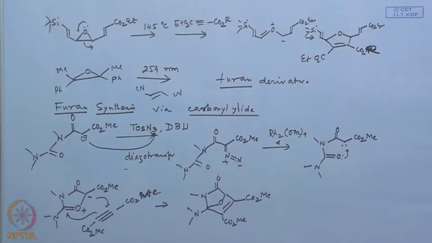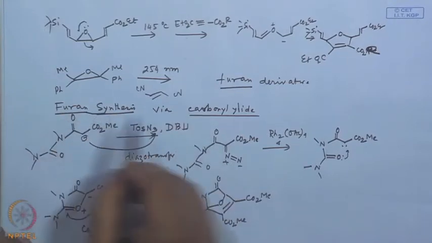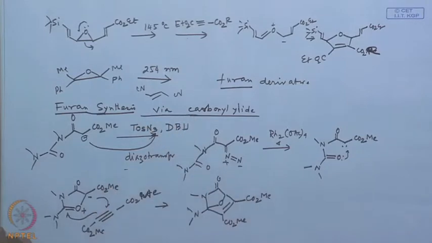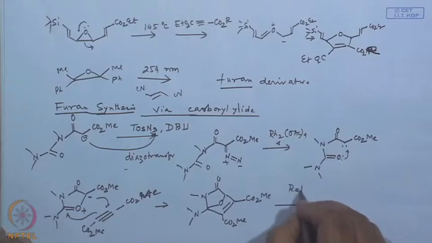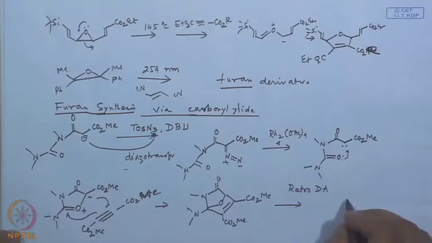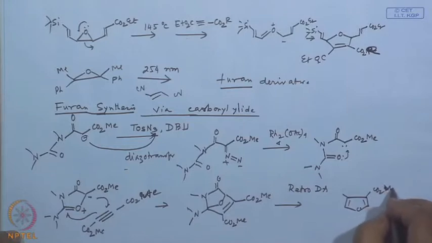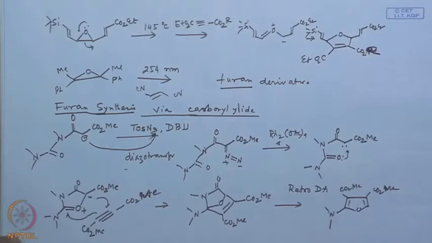Right? Understood. So what next? If you recall, the title was furan synthesis by cyclic carbonyl ylide formation. Okay, carbonyl ylide. And if retro Diels-Alder takes place thereafter, so what is the product? The product would be a furan derivative with the two ester groups here at 3 and 4 positions, and the 2 position is occupied by a dimethylamino group.